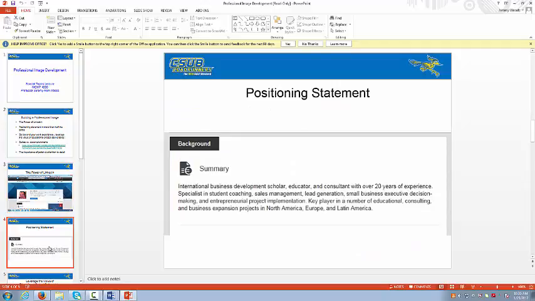positioning statement. So, this is an example of my positioning statement. International business development scholar, educator, and consultant with over 20 years of experience. I talk about a couple of areas where I have expertise and a couple of accomplishments that I've had. So the first sentence is the most important. I used to work in the music business for a long time. So before I became a professor, I was in music licensing. I would negotiate contracts between artists and record labels and distributors and concert venues and stuff like that.